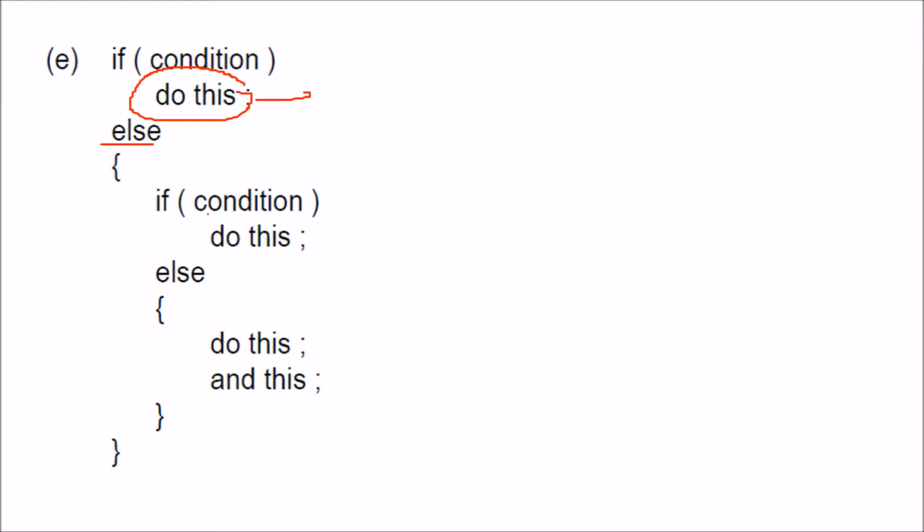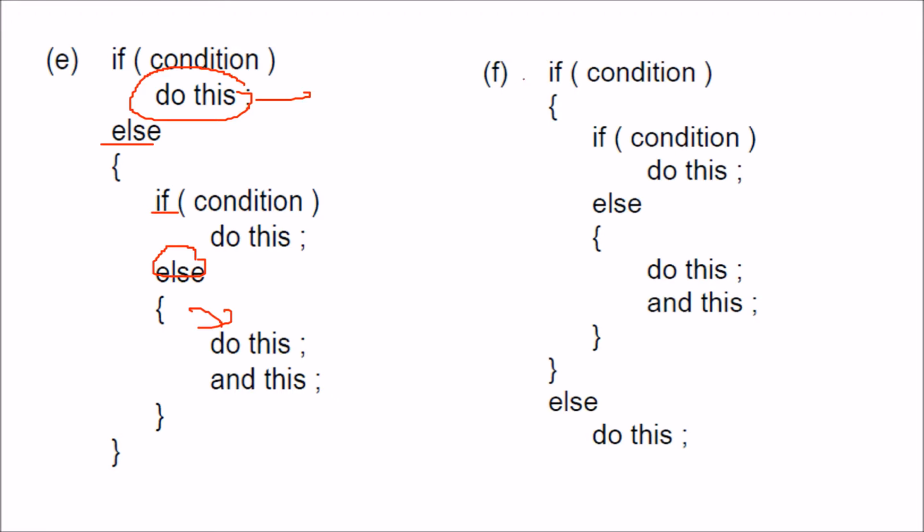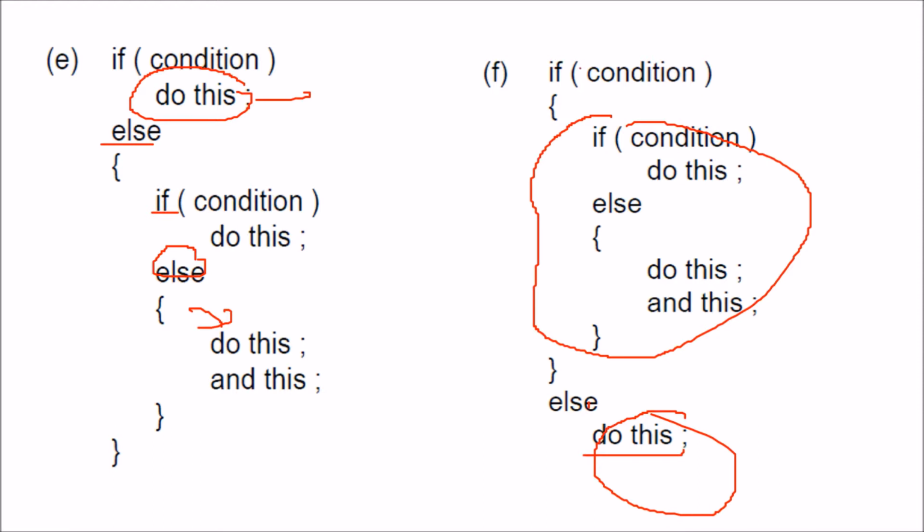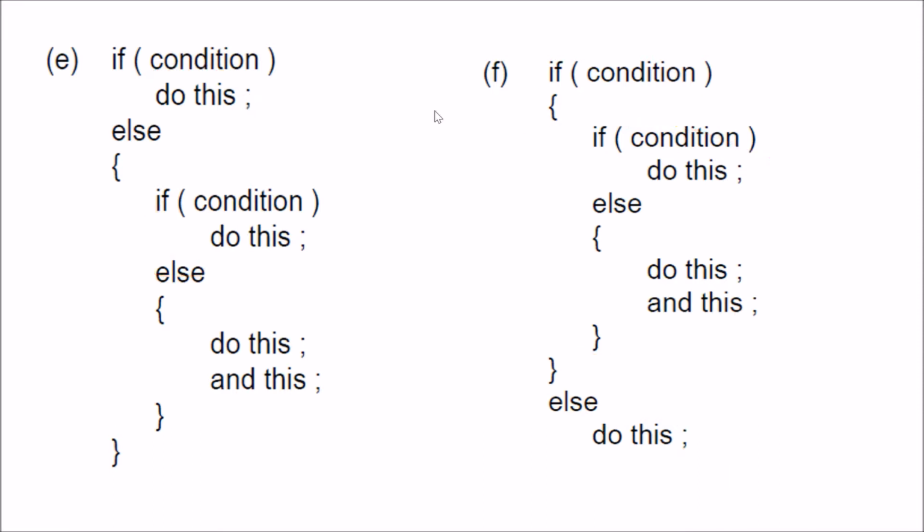Then inside else, you can have if, again else. Inside this else you can have if else. There is no restriction. You can also have if. If the condition is true, you can have if else inside this if. You can have else, you can have just one line, or you can have one more if else inside your else.